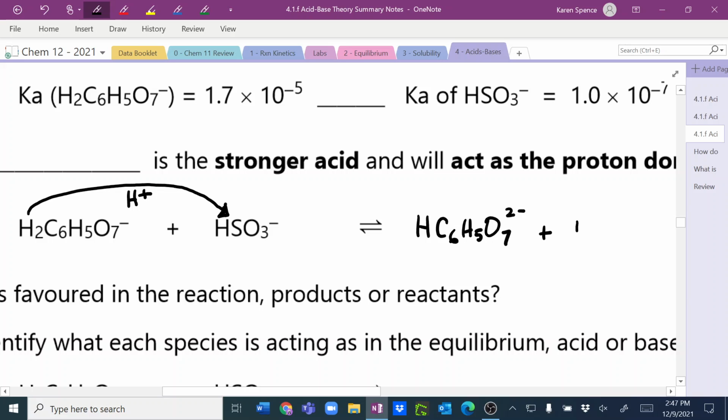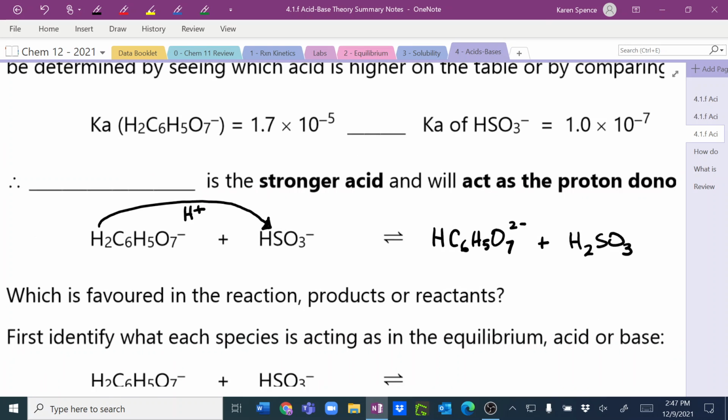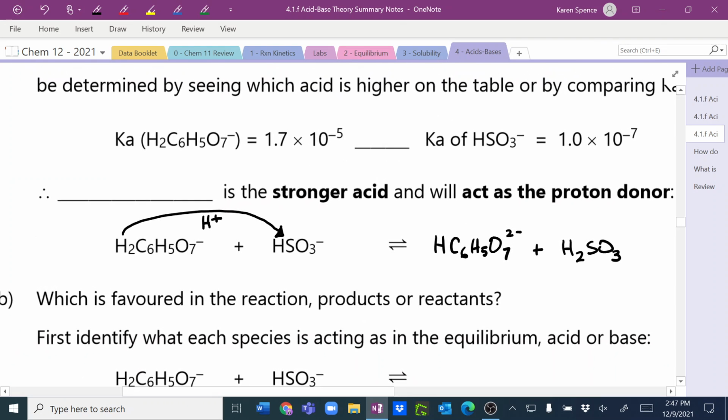HSO3 has gained a hydrogen, so instead of just having one hydrogen, now we have 2. What is the charge going to be on H2SO3? Nothing, because it started as negative and it gained a positive. Okay. And let's just fill in some of that stuff above there. The Ka of H2C6H5O7 minus is bigger than, therefore, H2C6H5O7 minus is the stronger acid and will act as a proton donor.